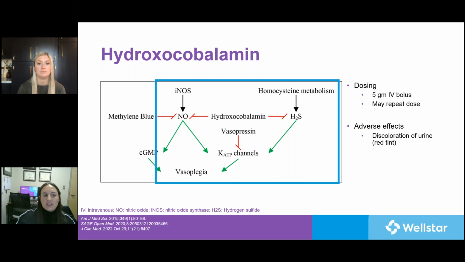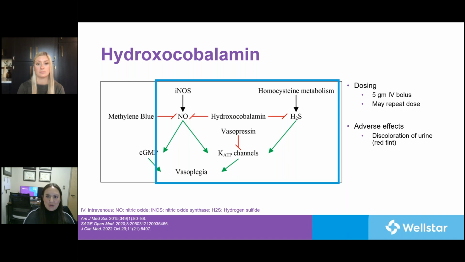Another agent that works similarly to methylene blue is hydroxycobalamin, which is a precursor to vitamin B12. It works as a scavenger for nitric oxide production and leads to a reduction in vasodilation caused by nitric oxide. And then similarly to methylene blue, it also inhibits guanylyl cyclase, which reduces cyclic GMP. A bit different than methylene blue, it also binds directly to hydrogen sulfide, and thus reduces the downstream effects of hydrogen sulfide, so then further reducing patients' vasodilation.